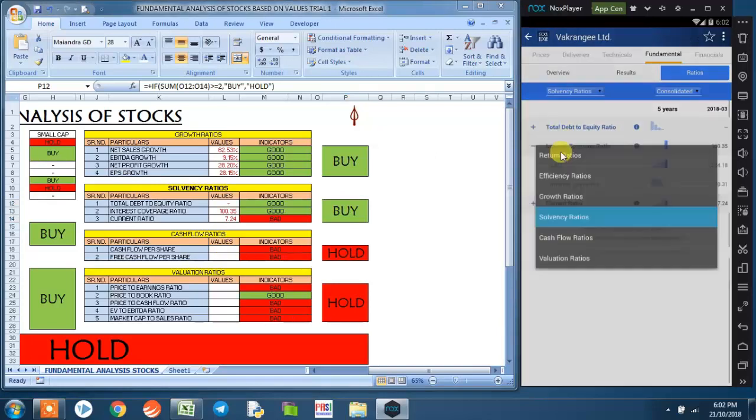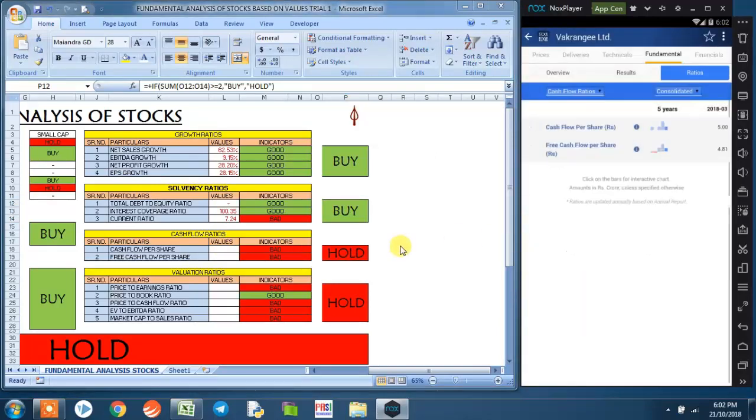Coming on to cash flow ratios, you can see that the cash flow per share is 5 and the free cash flow per share is 4.81. So a buy signal in terms of cash flow ratios as well.